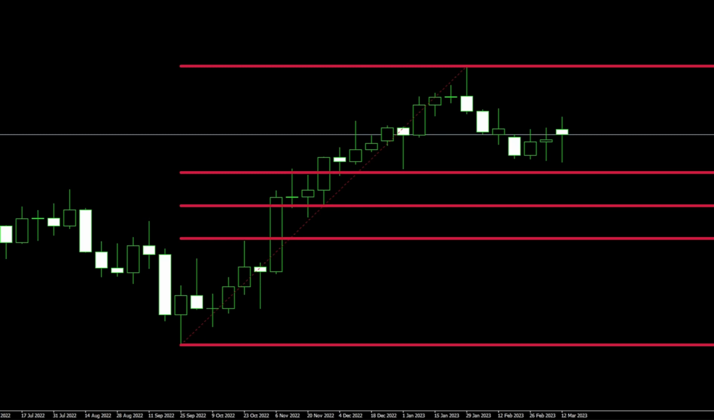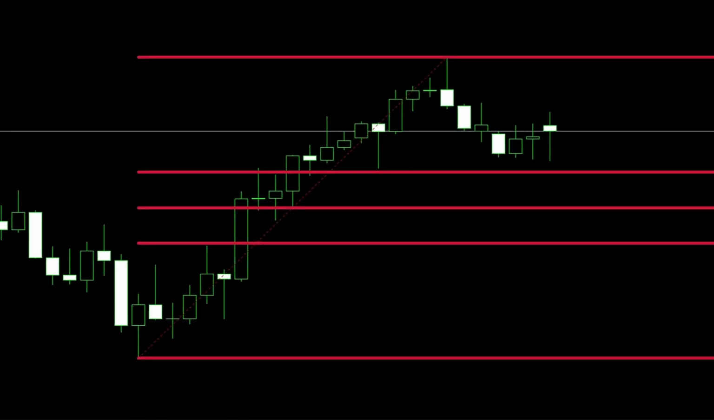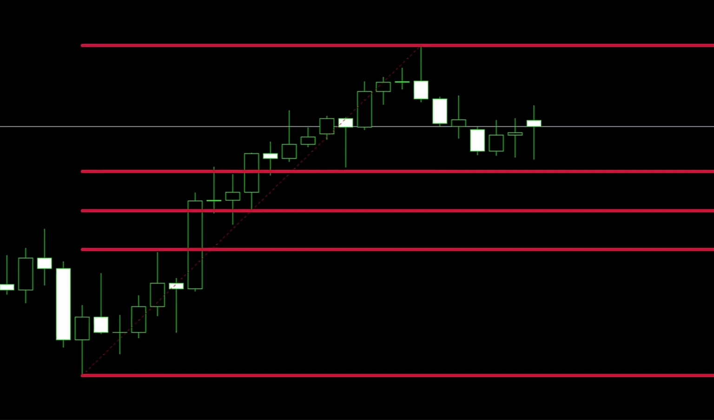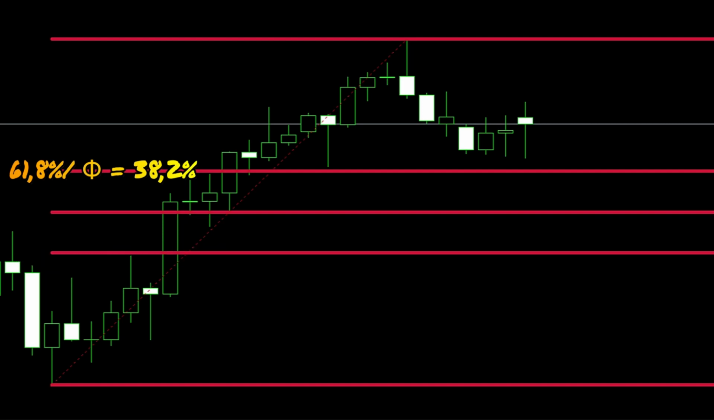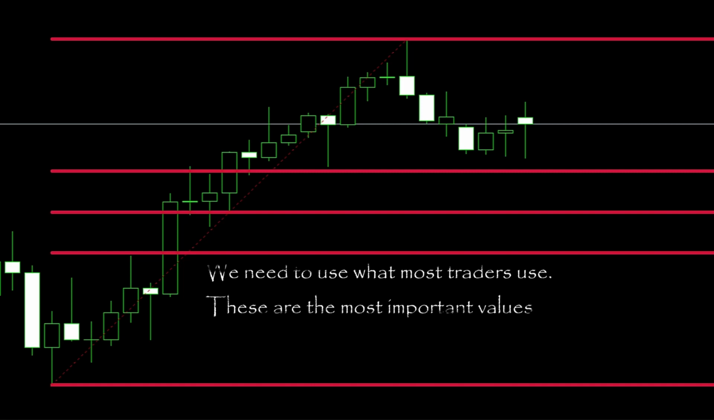Here's how the numbers are calculated. Let's say from a swing high to a swing low is the 100%. By using the golden ratio number, the first figure is 61.8. We calculate it by dividing with phi. The next number, 61.8, again with phi, we have 38.2. Again, dividing with phi, we have 23.6. This is how we get these numbers.